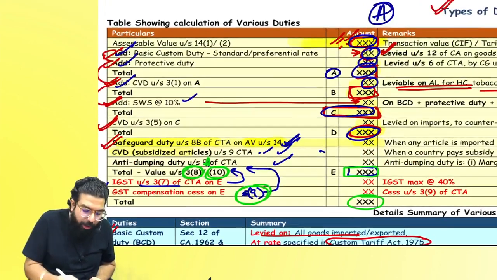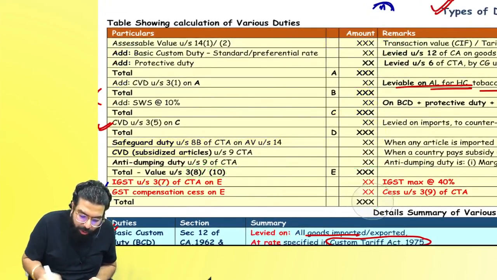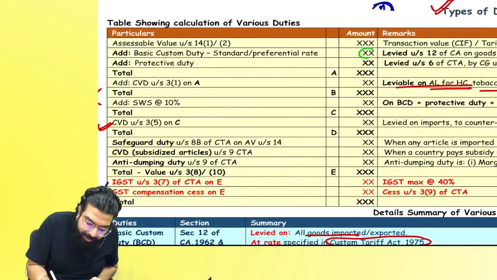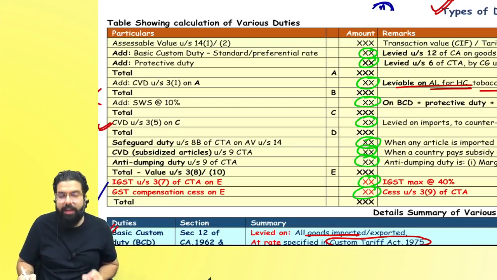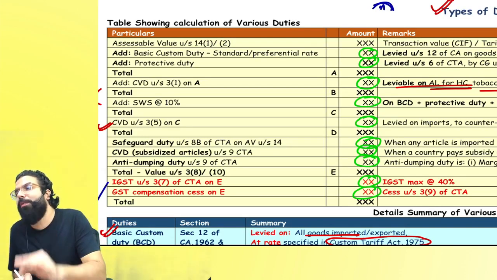In the exam, if they go ahead and ask you, please tell the total of the custom duty. Remember, basic custom duty, protective duty, CVD under section 3.1, then social welfare surcharge, CVD 3.5, safeguard duty, CVD on subsidized article, anti-dumping duty, IGST and GST compensation cess, these are the duties of custom.